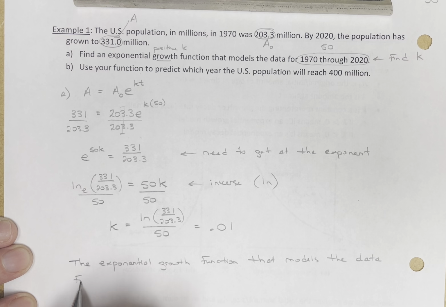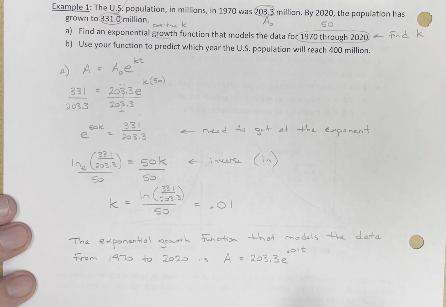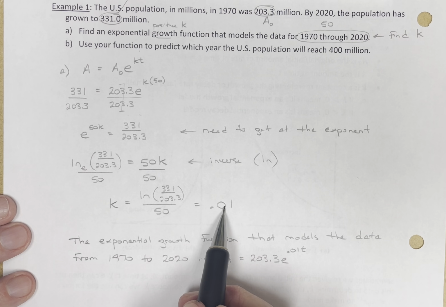from 1970 to 2020 is A equals the end result. The ending amount is 203.3 times e to the 0.01t. Okay, so we just found the model. We had to find K.